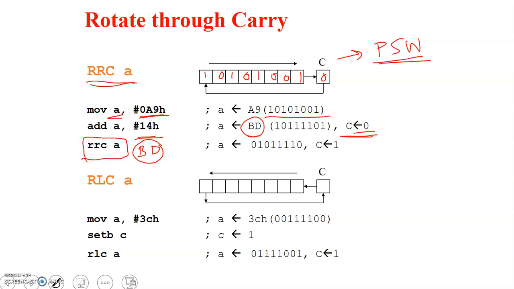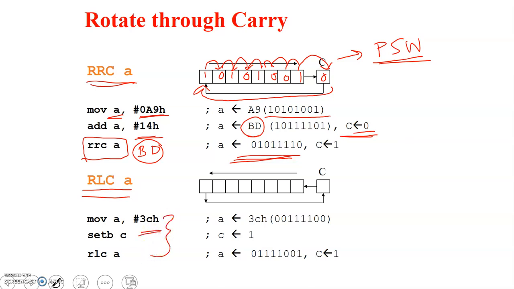Now, if I am writing this rotate right through carry instruction, what will happen? All the bits are going to rotate to the right. This will move here, this will move here, and so on, and this will move to the carry, and the content of carry will be moved back to the most significant bit. So as you could see here. Similarly, in case of rotate left with carry, the opposite happens.